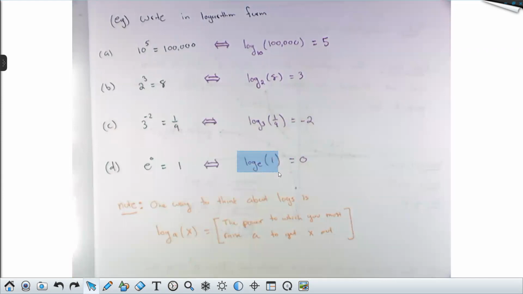Right? So the base e log of 1, if I wanted to go back from this to this, if I wanted to figure out what the base e log of 1 is, I could say, okay, to what power must I raise e, the base, in order to get 1? Well, e to the 0 is 1, so the base e log of 1 is 0. Or to what power must I raise 2 in order to get 8? Well, 2 to the 3 is 8, so the base 2 log of 8 is 3.